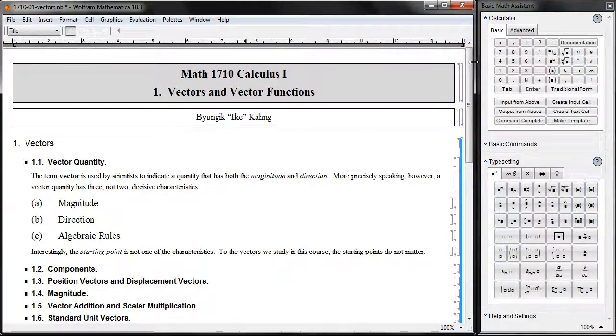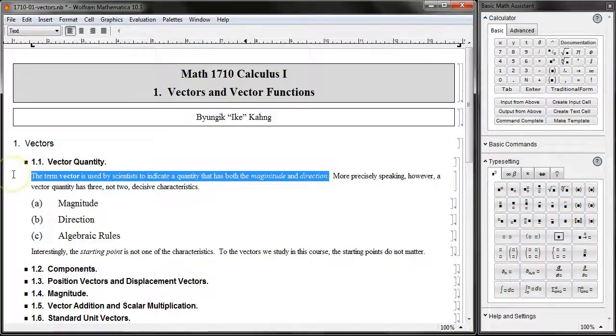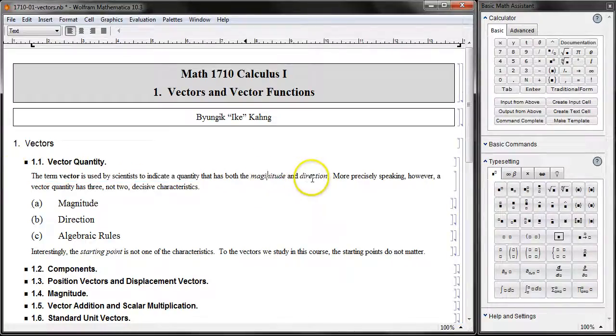This is the way our textbook author explained the vector quantity. The term vector is used by scientists to indicate a quantity that has both magnitude and direction. Right here, the keywords: magnitude and direction. Vector quantities have both. For example, if you measure the mass of a certain object, 75 grams or something, does that kind of quantity have a direction? No, not really. It has size, the mass, but no direction.